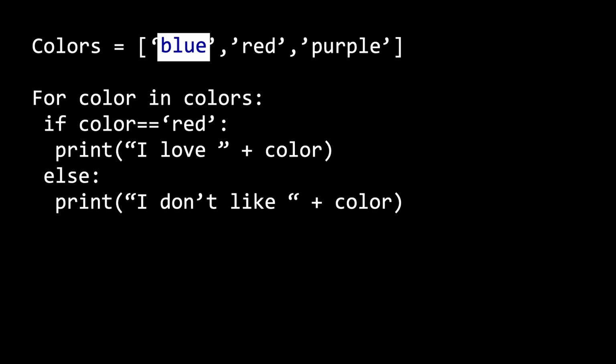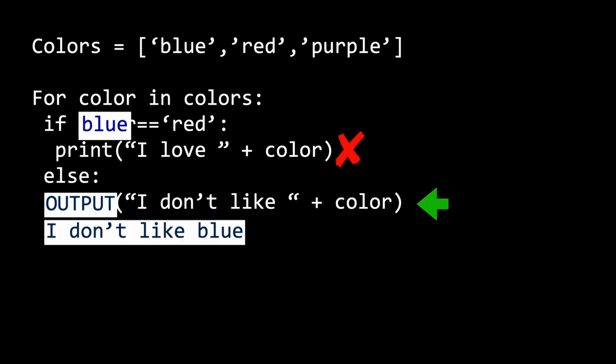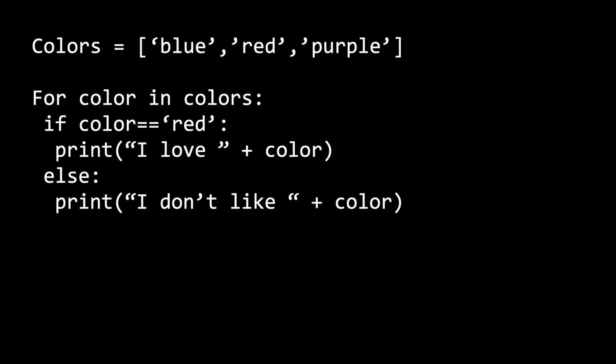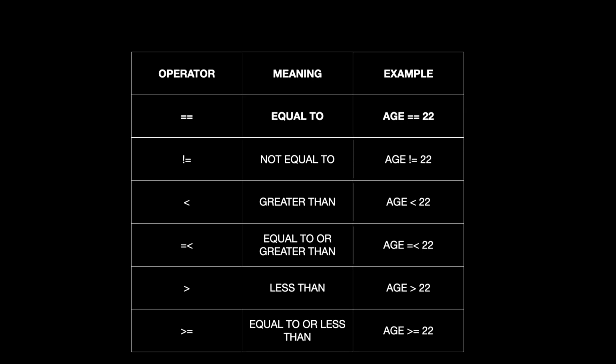First, the value blue is stored in the variable color. Then the if statement is executed to check whether the value of that color is red. In the first case, it isn't, so the else part is executed and prints out "I don't like blue." In the second iteration, the value red is passed through the code and the first part of the if statement is executed. If statements can be used with different operators of Python.